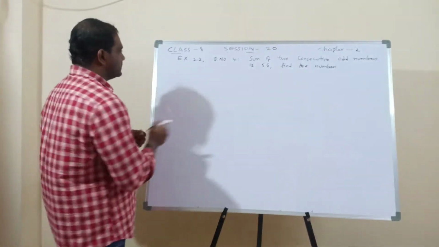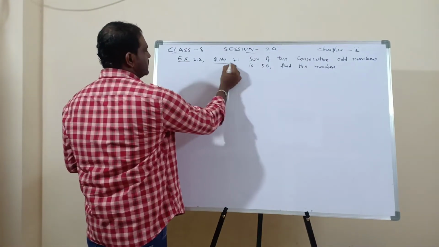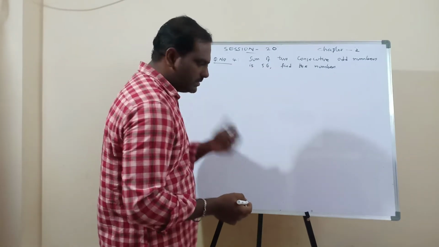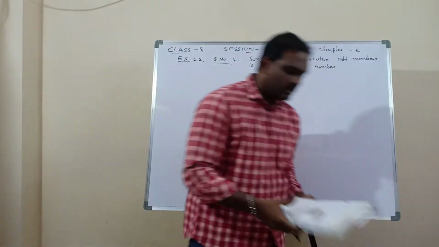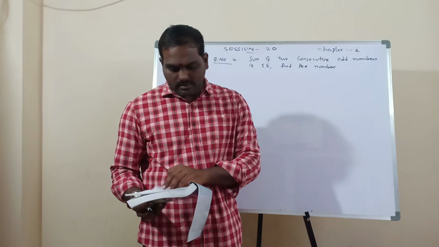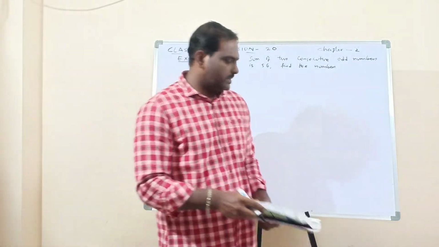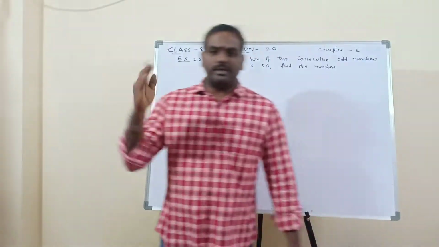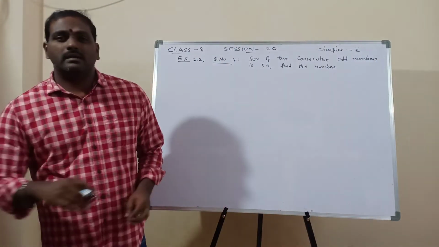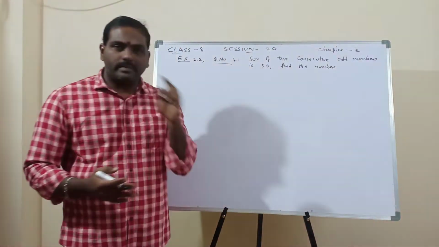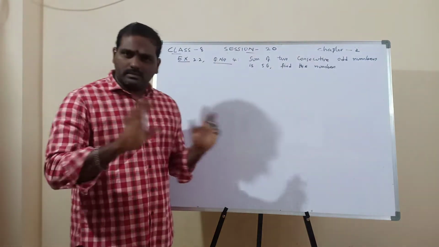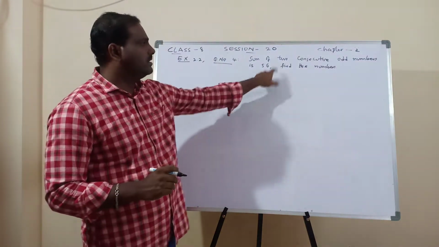Among that, the first question is exercise 2.2, question number 4. I am using a new version textbook, 2019. Some students may use 2020 and some may use previous versions, so the page numbers may be different. Don't bother about that. Focus on the questions.